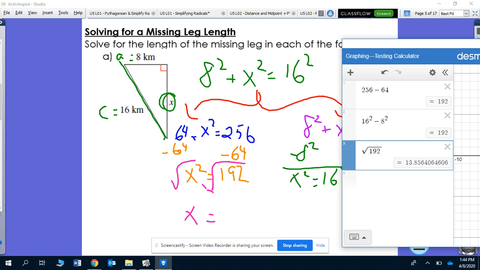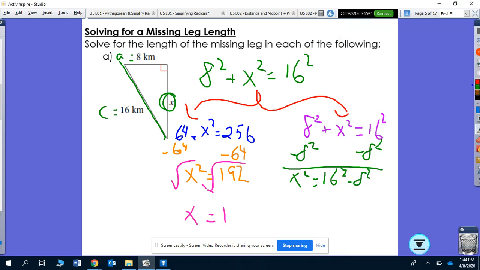You'll notice that we don't get an exact answer. We're going to get an approximate answer in this case, 13.856, and so on and so forth. We'll just round that. That 5 rounds up, so 13.9 is our approximate answer for the length of x in this example. So hopefully that makes sense when you're trying to find the length of a missing side versus the length of the hypotenuse.